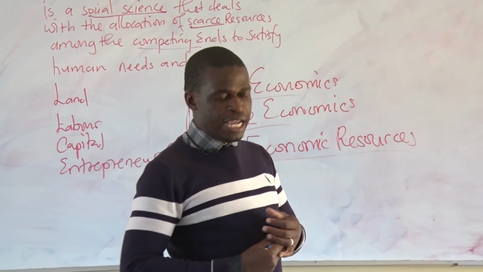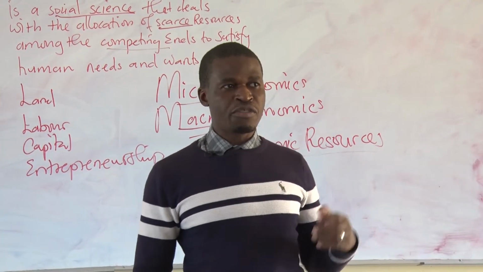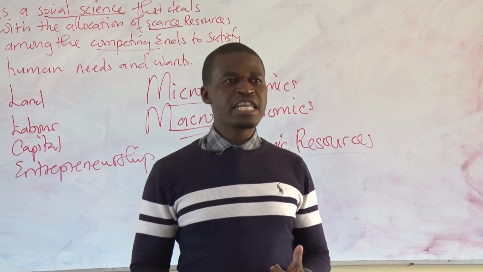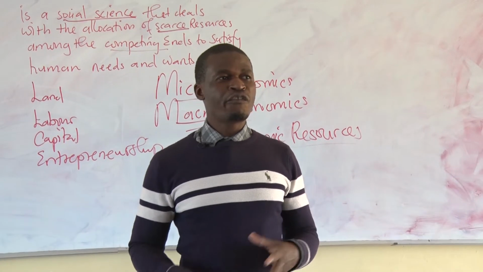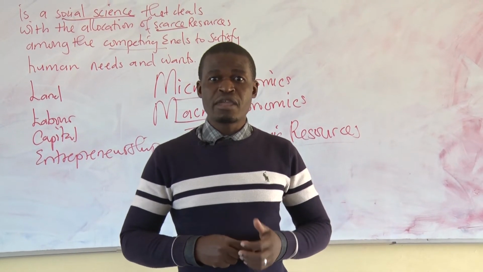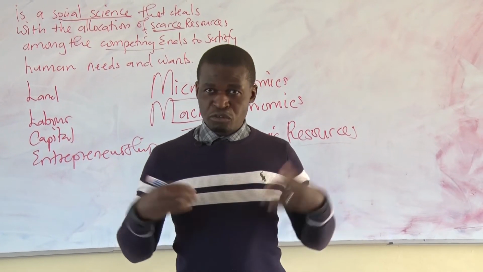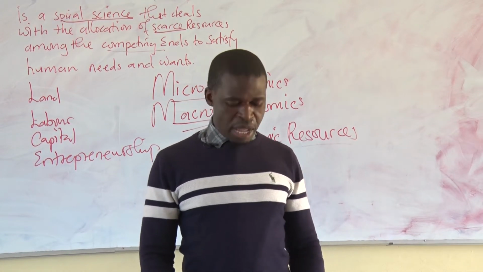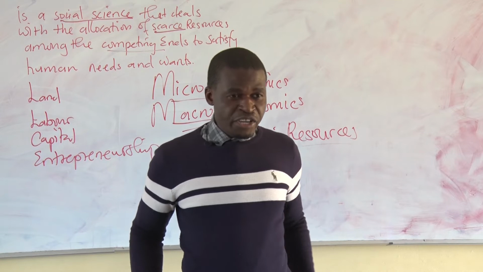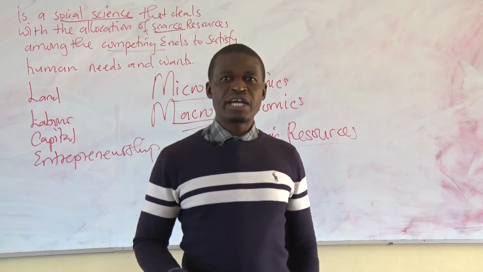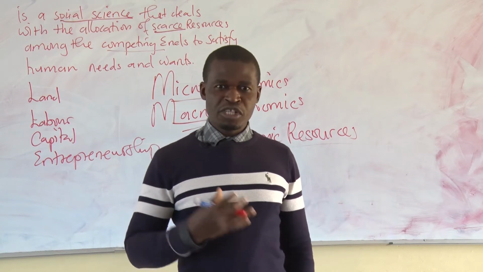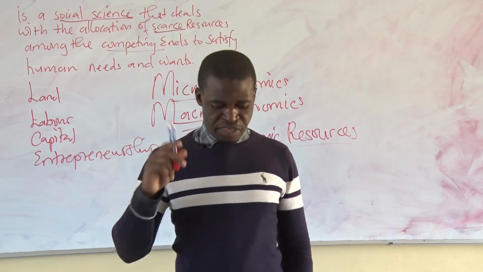What is land? Land includes all the natural resources on the Earth's surface that we use for agricultural purposes, for mining, for quarrying, and for fishing. Land also includes the marine that we use for fishing. From land, we go to labor. Labor is the physical and mental effort that people use to produce goods and services. Physical, they use their power. Mental, they use their brains.